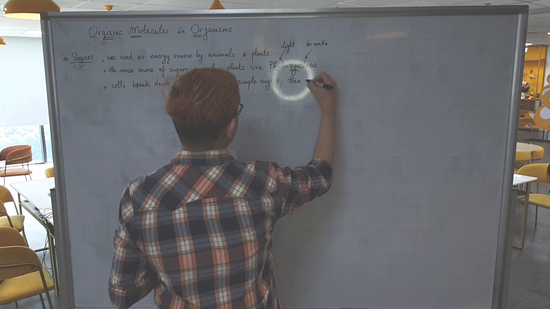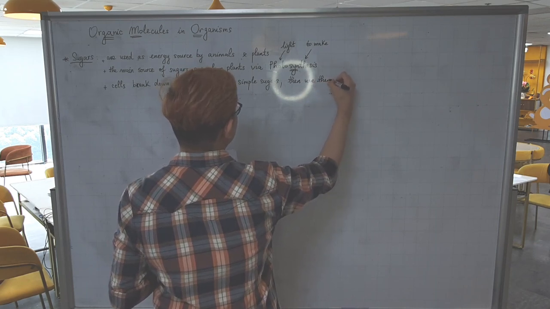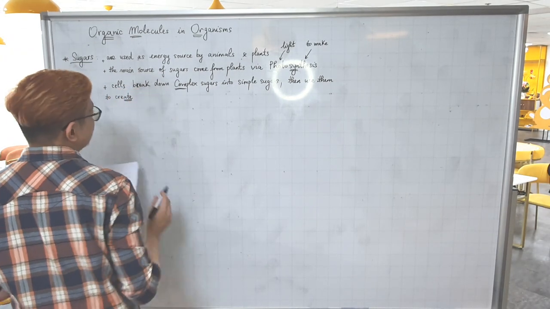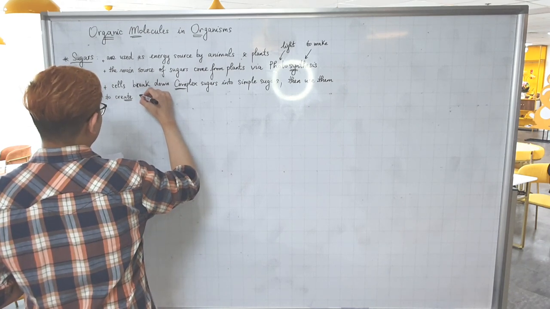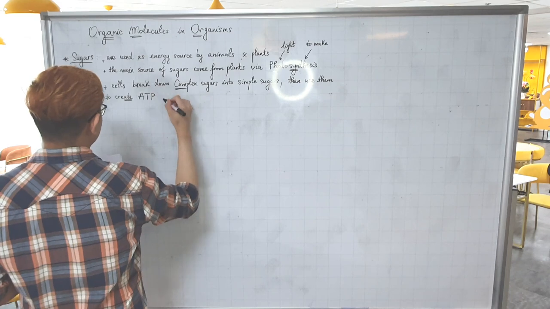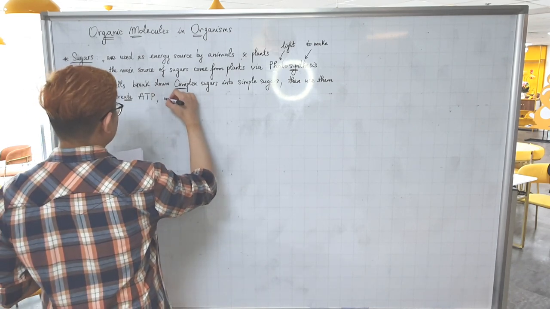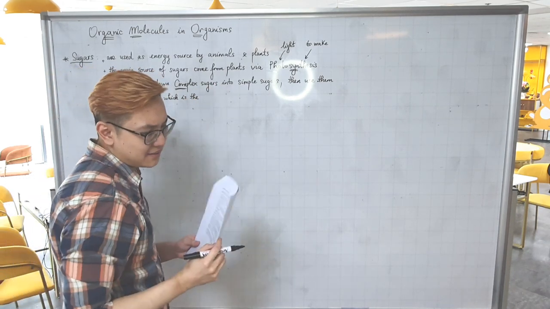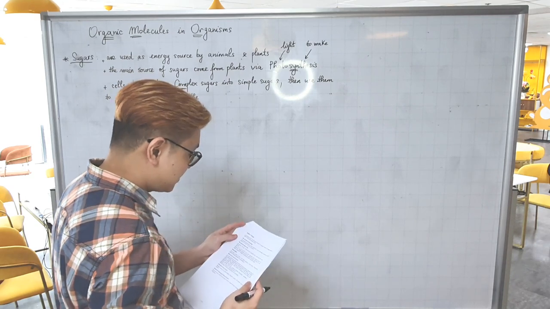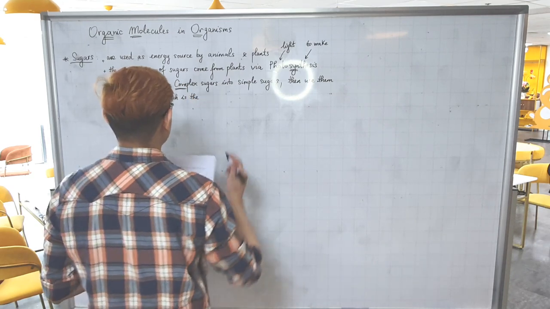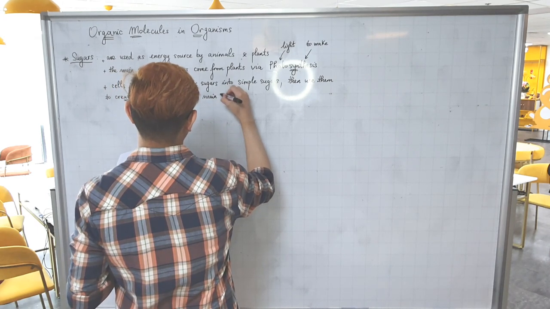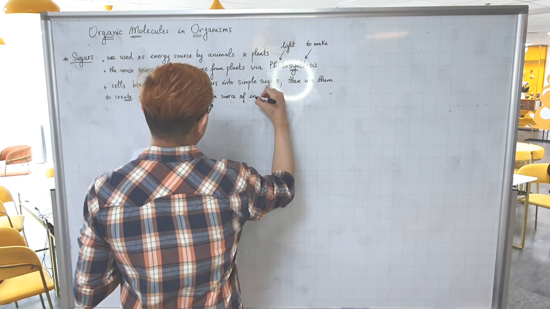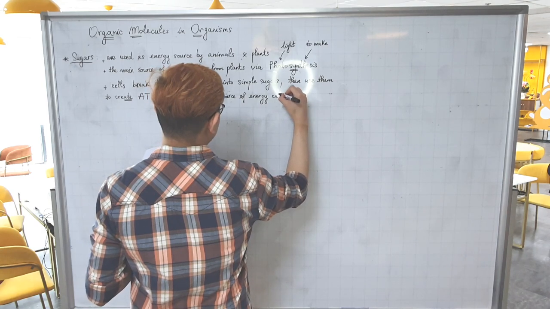Then they use them to create ATP, which is the đồng tiền năng lượng tế bào. It's the source of energy that the cell will use, which is the main source of energy cells can use immediately.